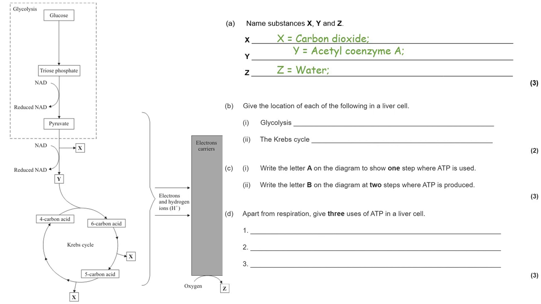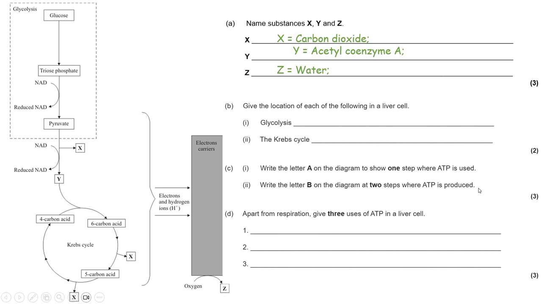And Z is water. So oxygen is added to form water, added to the H plus and the e minuses. Also carbon dioxide X is given off here, decarboxylations turn it from a 6 to a 5 and then a 5 to a 4. So X is carbon dioxide, Y is 2-carbon acetyl-CoA, and then Z is water.